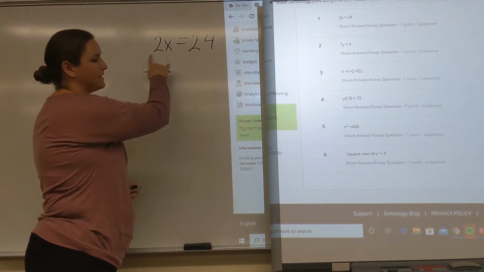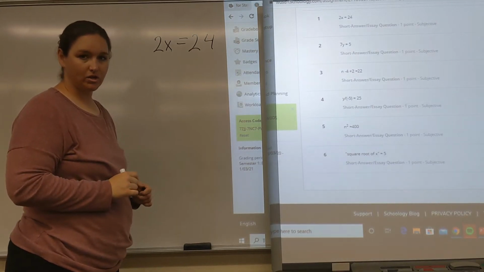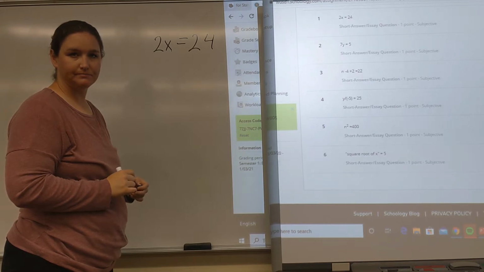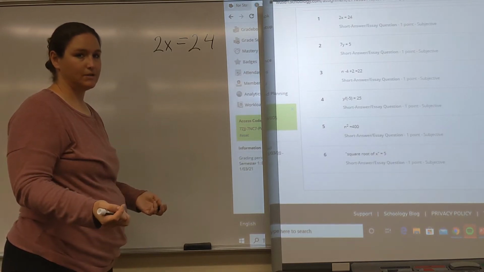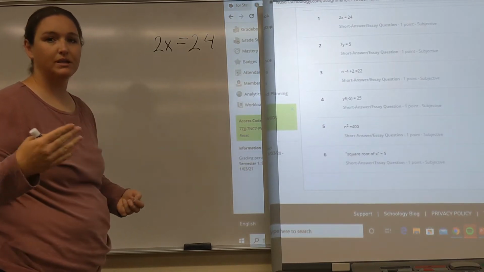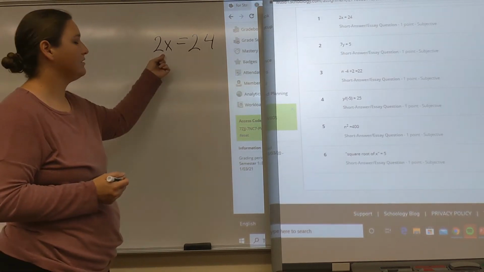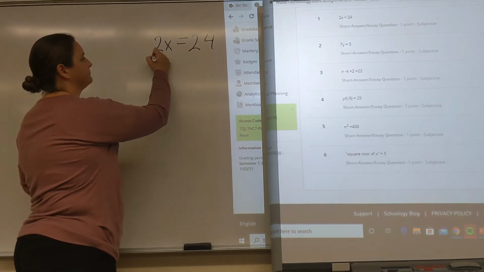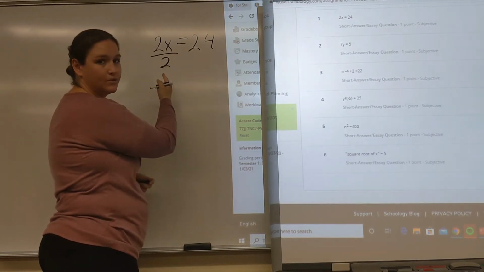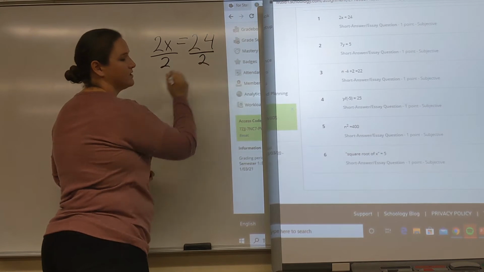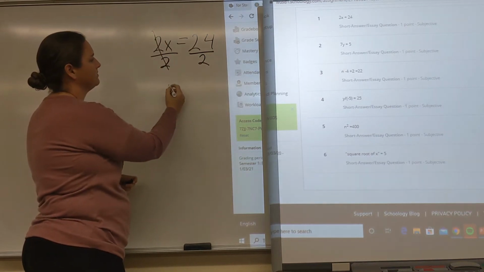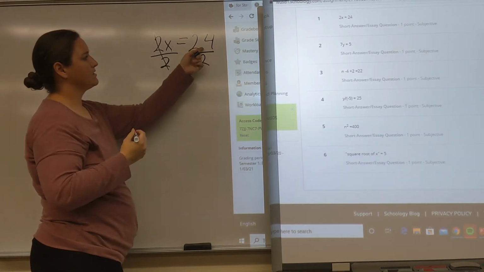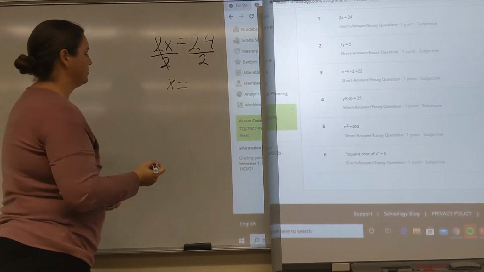Okay, what is the inverse of a multiplication? It's division. The opposite of multiplication is division. So how do we get rid of this 2 over here? We divide. And what we do to one side, we do to the other side. This is going to equal 1. It leaves us with our x. What is 24 divided by 2?